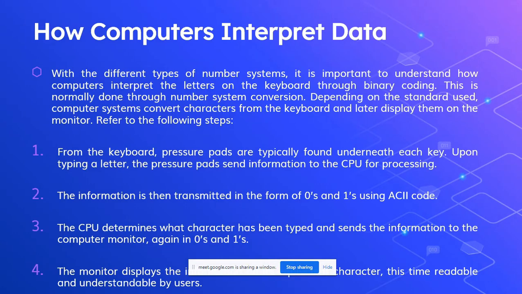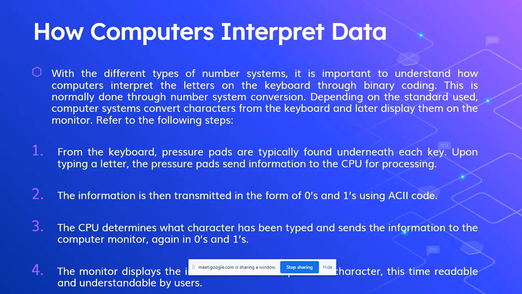So, how does the computer interpret data? The different types of number system, it is important to understand how computers interpret the letters on the keyboards through binary coding. This is normally done through number system conversion. Depending on the standard used, computer systems convert characters from the keyboard and later display them on the monitor. Refer to the following steps. So, ito yung process kung paano na-interpret yung ini-input natin sa keyboard papunta sa computer, then paano ito tinatranscribe as a display.